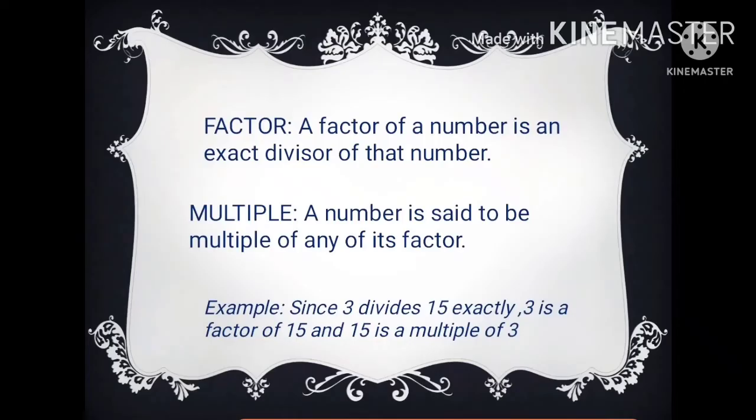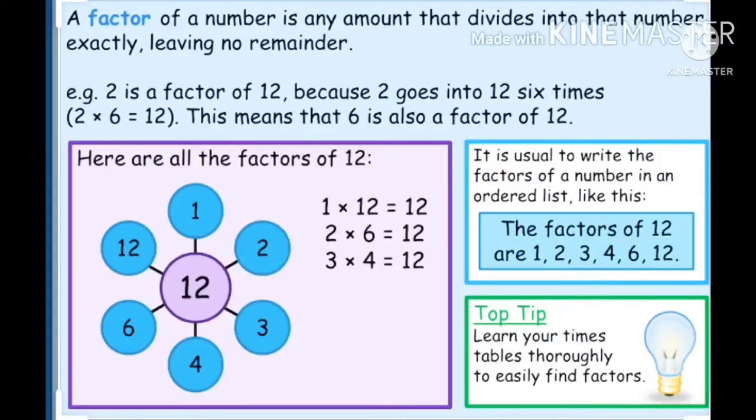What is a factor? A factor of a number is an exact divisor of that number. And what is a multiple? A number is said to be a multiple of any of its factor. For example, since 3 divides 15 exactly, 3 is a factor of 15 and 15 is a multiple of 3. So understand it once again.